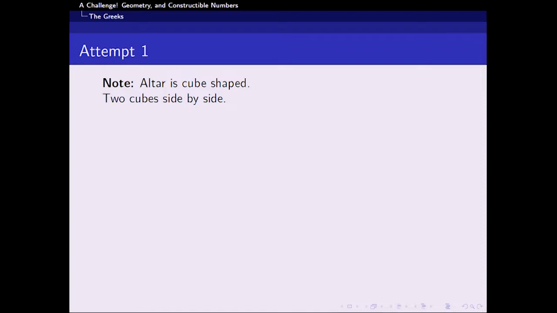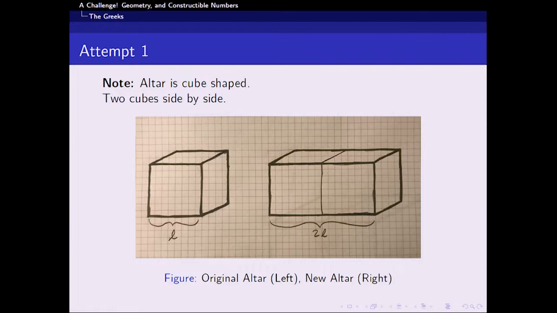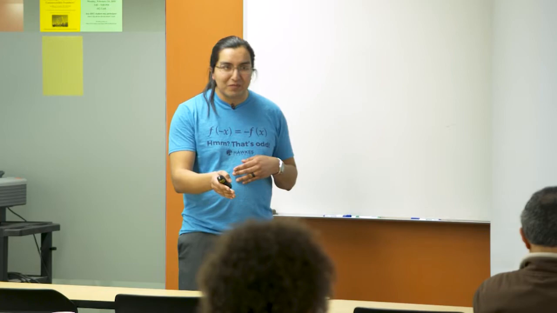So the first attempt is literally just more or less put two next to each other, right? And so we can see here that if we use the equation to find volume, this is indeed double the cube, right? But the problem was that this construction isn't as visually pleasing as a cube, right? Because now you have a rectangular prism. And so that didn't work.